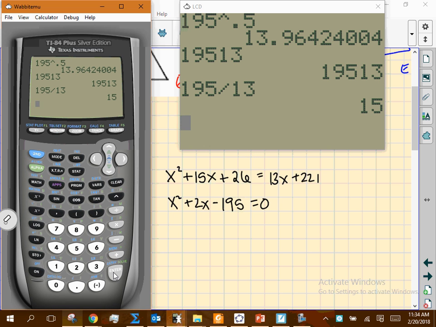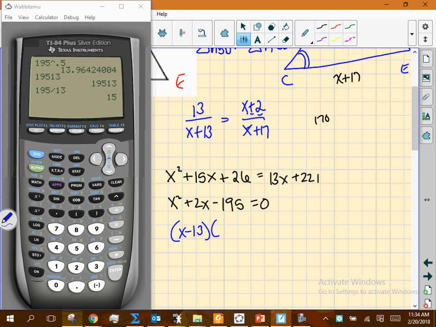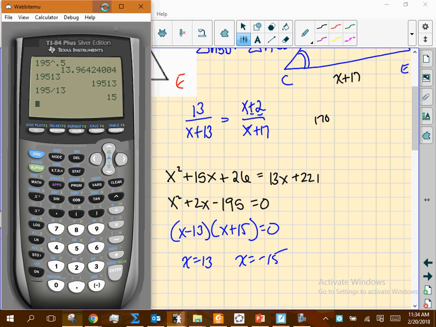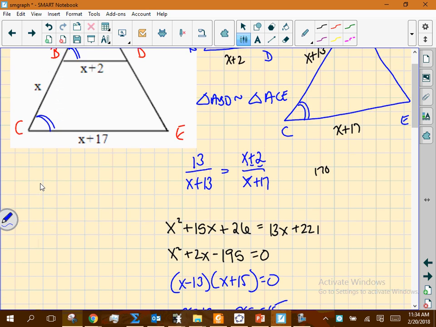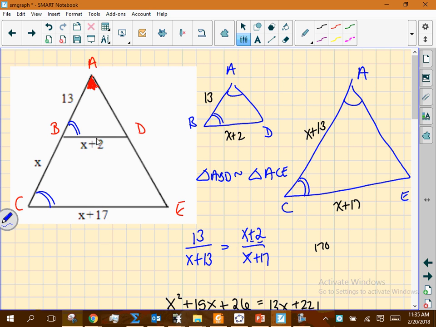So now I've got my two numbers, 13 and 15. Which one of those has to be negative to add to a positive 2? 13. So x minus 13 times x plus 15 equals 0. x equals 13, x equals negative 15. Now, go back up to my picture. Can x be 13? Is 13 plus 2 okay? It gives me 15. 13 is okay here, and okay there, right?